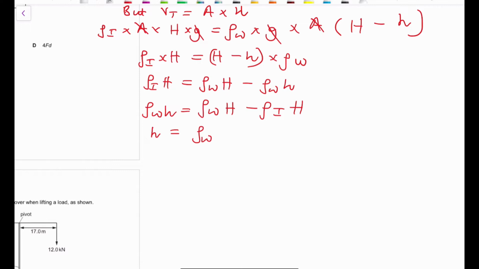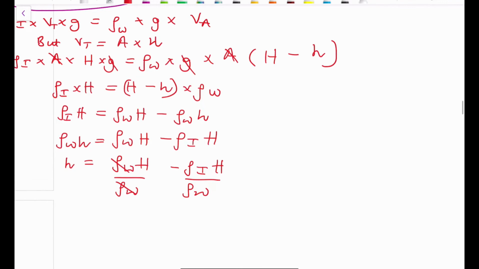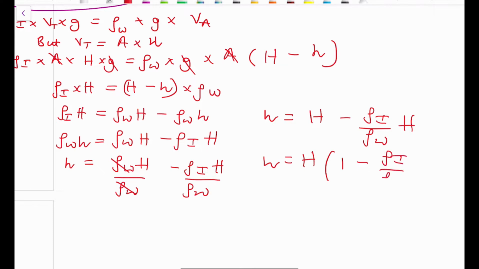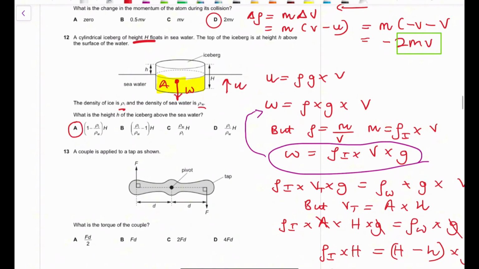Okay, so let's divide both sides. We have rho W minus H minus rho I, divided by H, so it's multiplied by H, and we divide throughout by rho W. These two cancel out. So my H is going to be equivalent to H minus rho I over rho W times H. Then I can factor out H, and I'll be left with 1 minus rho I over rho W. So it's H times 1 minus rho I over rho W, and your answer is going to be A.